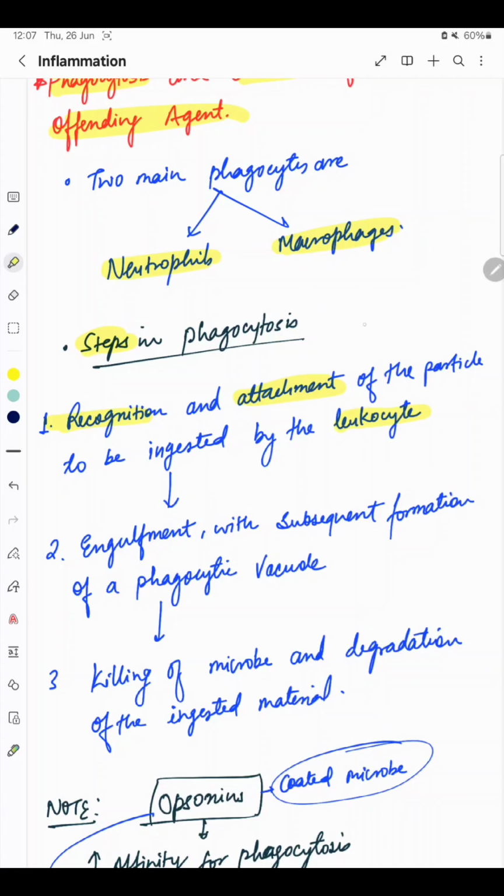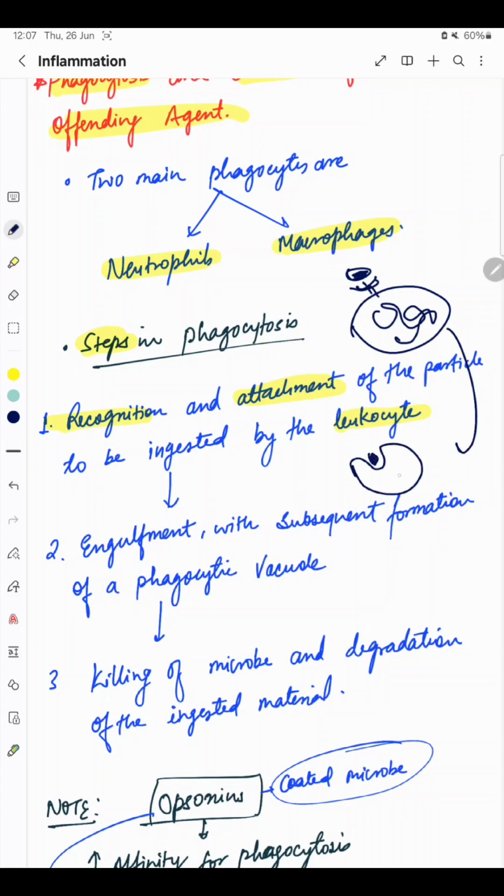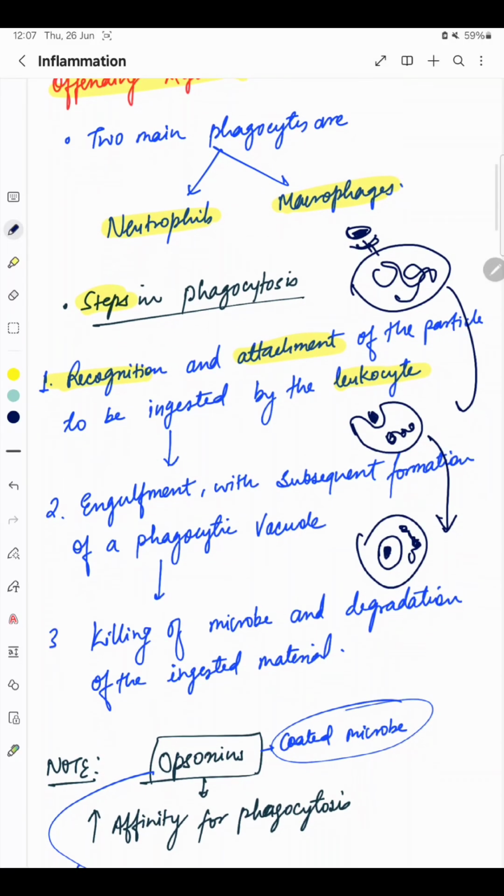The phagocyte recognizes an offending agent by various receptors. After this, there is an engulfment of this offending agent by the formation of a phagocytic vacuole, and after this phagocytic vacuole formation, there is a killing of microbes by various enzymes.